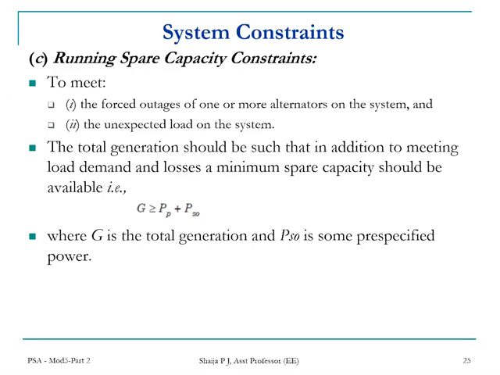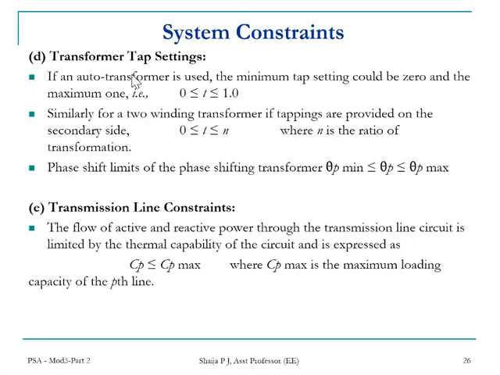Now we'll see the transformer tap setting. If an auto transformer is used, the minimum tap setting should be 0 and the maximum is 1. That is, the tap setting should be within 0 to 1. Similarly, for a 2-winding transformer, the tapping should be provided on the secondary. If it is provided on the secondary side, it should be within 0 to n, where n is the ratio of transformation. And for phase shift, in the case of a phase shifting transformer, theta p should be within theta p minimum and theta p max.